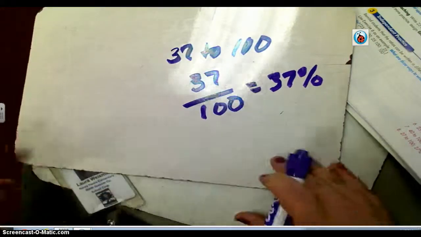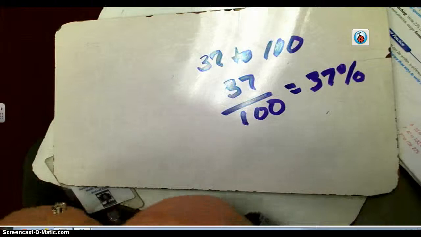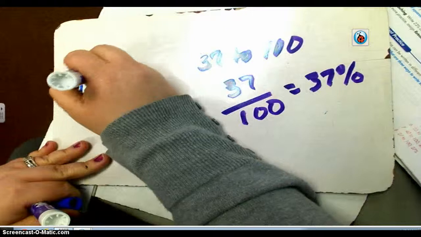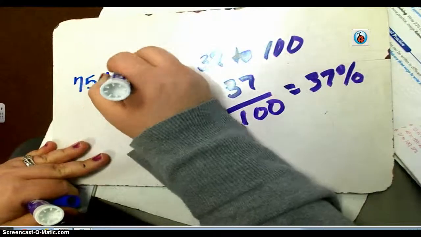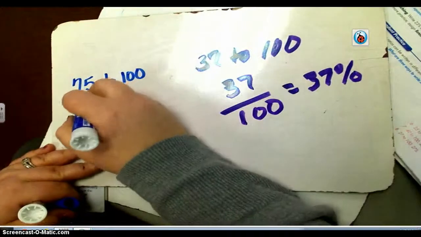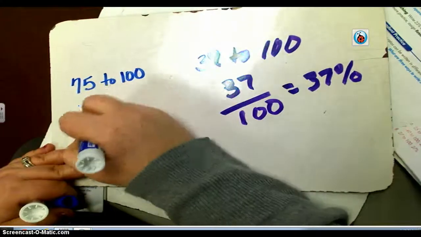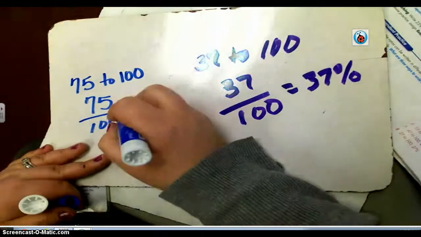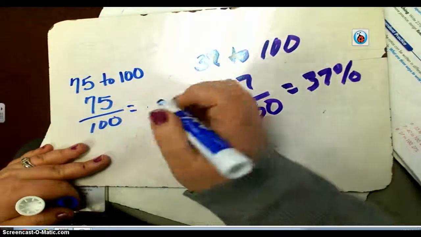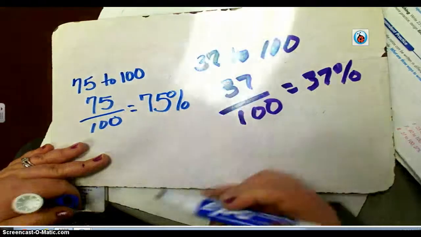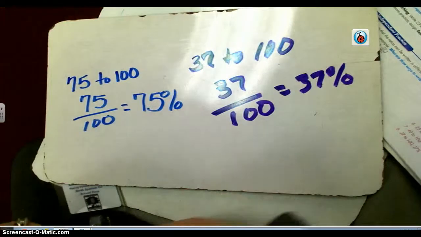Okay? Let's look at another one. Look at the second one. 75 of the 100 are shaded, right? Okay, so I can write that as 75 out of 100. Anything over 100, I can turn that into a percent by writing it with the percent sign.